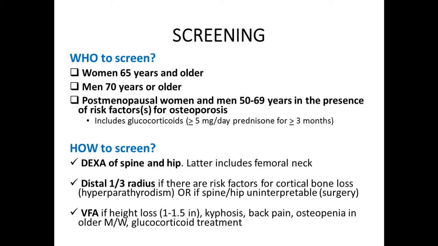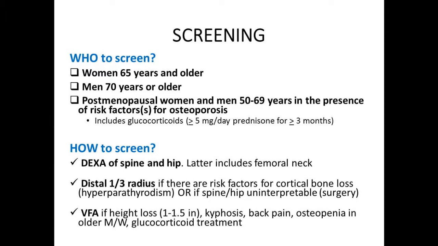You'll get a score for the spine and the total hip, and then you'll get a score for the femoral neck, which is just part of the hip. It tends to have lower scores, but remember, osteoporosis is a systemic disease, so you just need a bad score at one site to meet criteria for having osteoporosis.